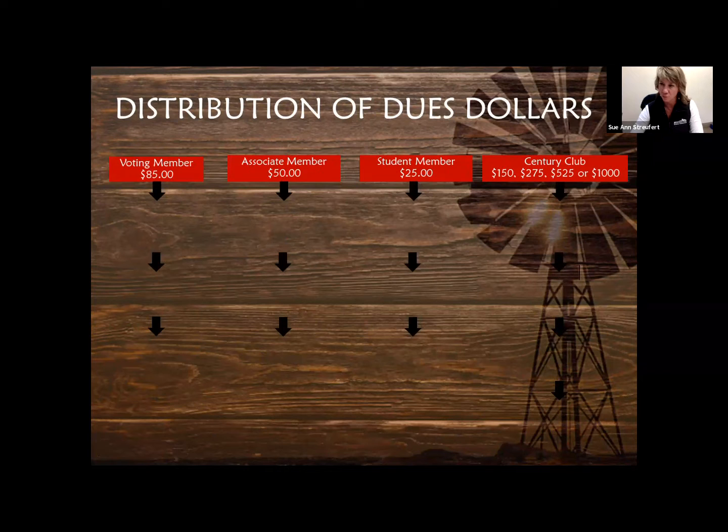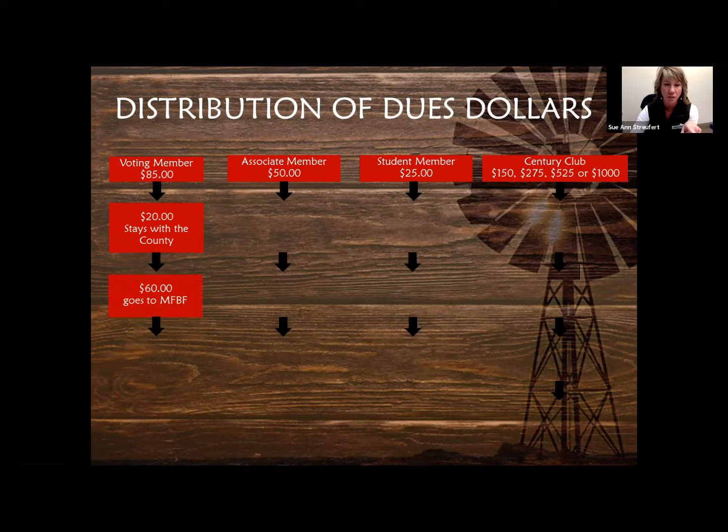Again, this will be shared if you ever want to reference back to this, or if you want a copy of this to explain to your board of directors, just let us know. But this is the breakdown of dues dollars for each membership category.